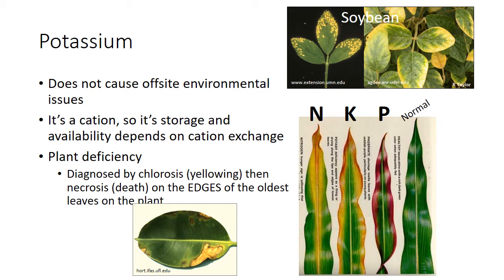And if plants are deficient, the main way we notice this is yellowing on the leaves and necrosis, or death, particularly on the edges of the oldest leaves in the plant. So in the picture on the right, you can see what nitrogen looks like, yellowing, kind of going down the main vein. Potassium is mainly on the edges, and then there's cell death on the edges. And then also compared to phosphorus, where it's purple, and a normal leaf.